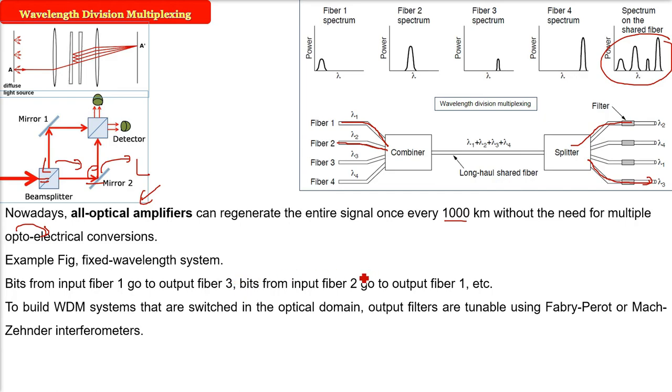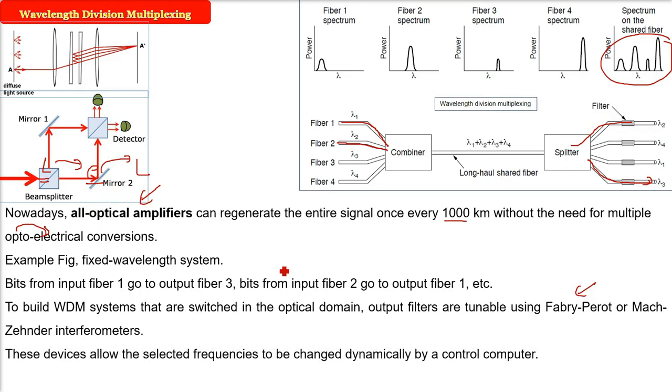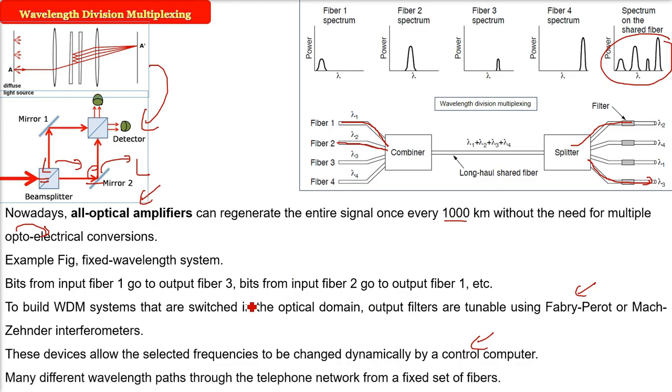In order to build WDM that is switched in the optical domain, output filters are tunable using the Fabry-Perot and Mach-Zehnder interferometers. These devices allow selected frequencies to be changed dynamically just by a control computer. So many different wavelengths pass through the telephone network from a fixed set of fibers thanks to WDM, wavelength division multiplexing.